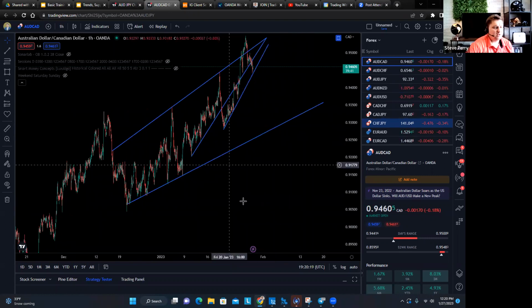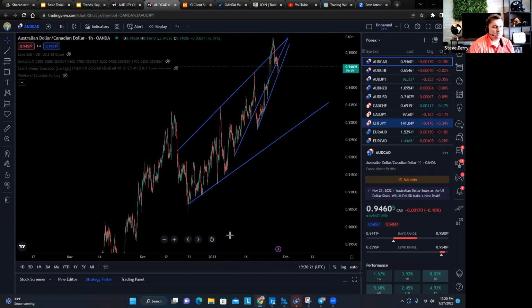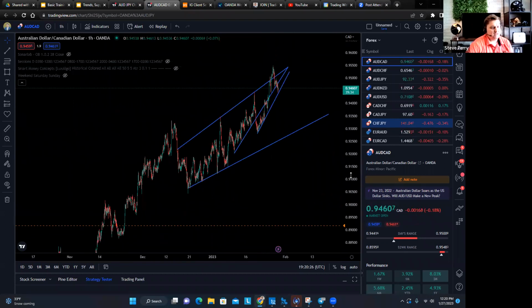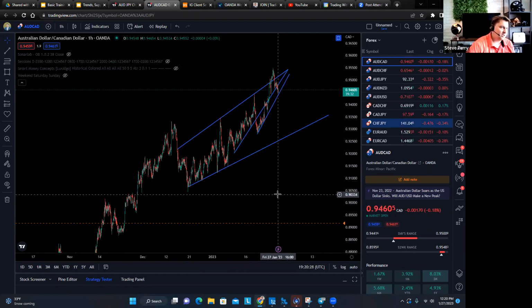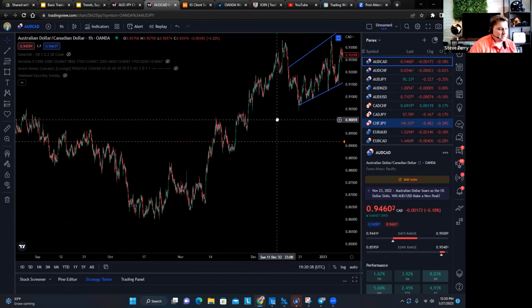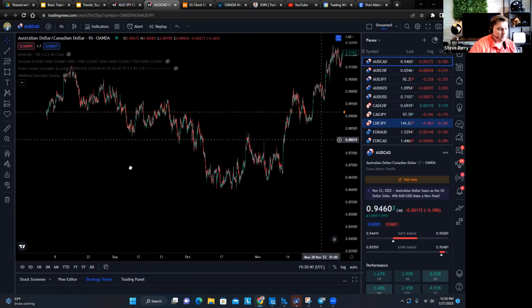So those are trends. Now let's talk about support and resistance, because support and resistance leads us into supply and demand, and that's how we take so many amazing trades. It also helps you figure out your take profit and your stop loss and things like that. So let's talk basics about support and resistance. Maybe we'll come back here.